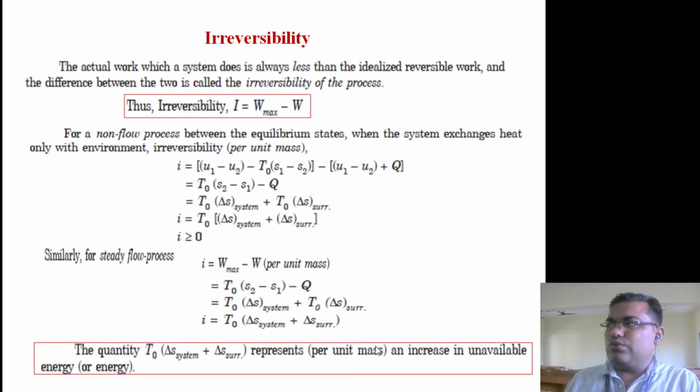So if we just focus on this quantity, T naught and delta S, what is it basically doing? Irreversibility is nothing but that which is not in our hands, that is going to the surroundings, or you can say unavailable energy. So this quantity itself represents an increase in unavailable energy or energy of the surroundings. So T naught delta S is also known as unavailable energy, that is nothing but irreversibilities.